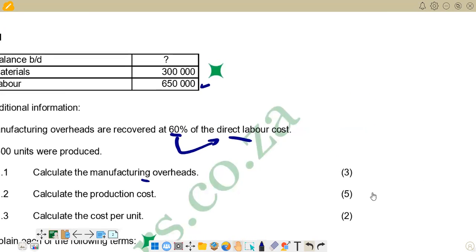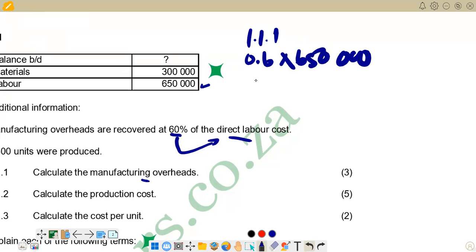So we are going to say this is 1.1.1. We are going to say 60%, which is 0.6 as a decimal, and then we multiply by the 650 that we are given here. If you multiply this, you are supposed to get 390,000 rands. So 390,000 rands is the answer that we have there. This now represents our manufacturing overheads on the first part, and it has got 3 marks. We can take note of that.